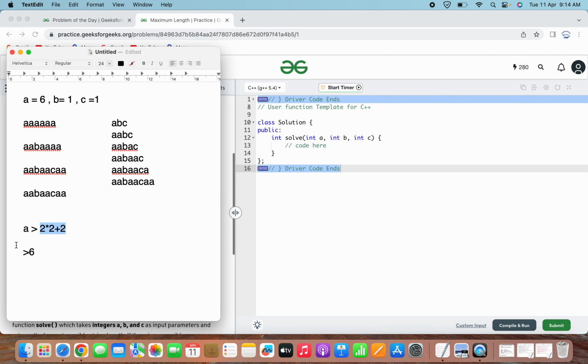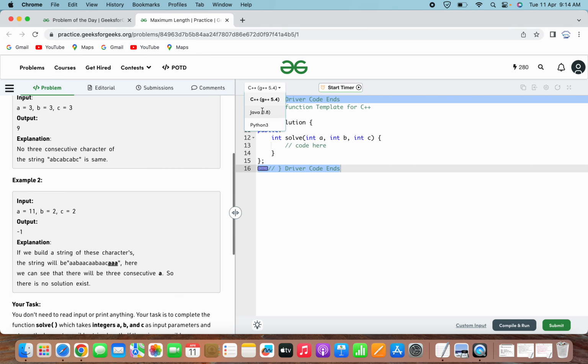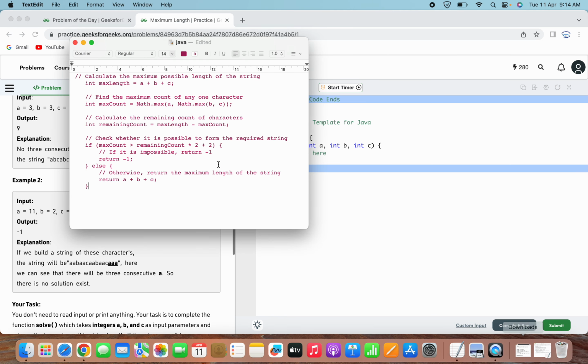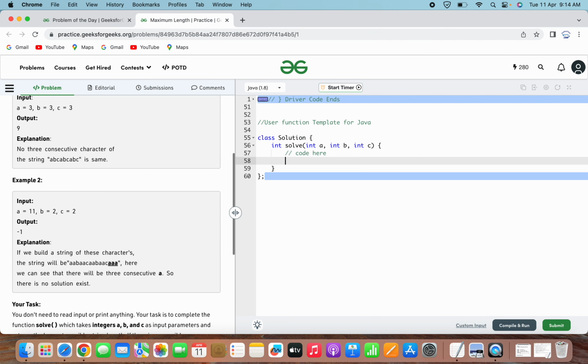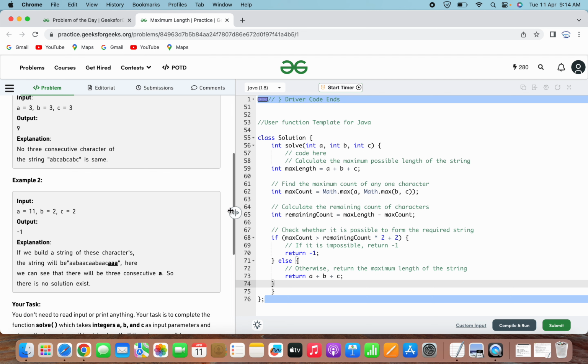Okay, I hope this example is clear to you. So using this approach, let's try coding for it. I'll code in Java first. I prepared the solution, I'll just copy it here. So here we can see what we have done. I'll just explain it.